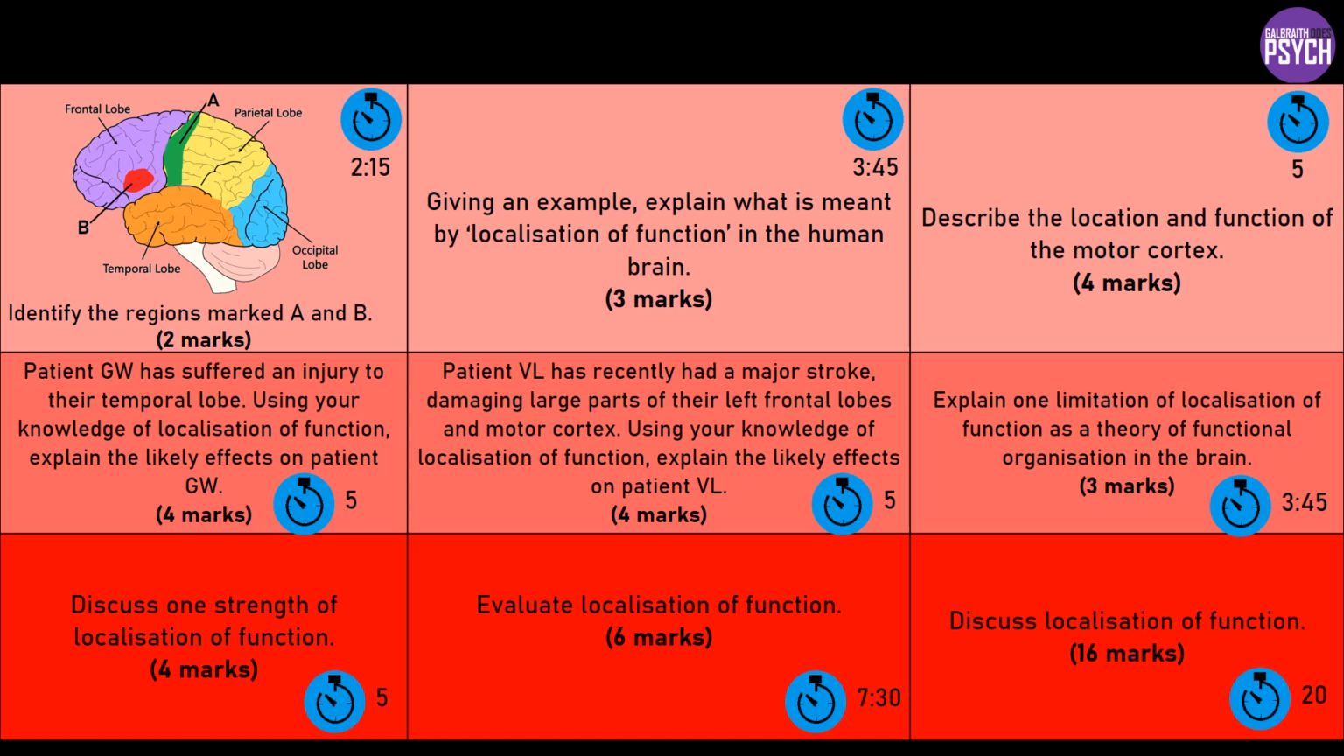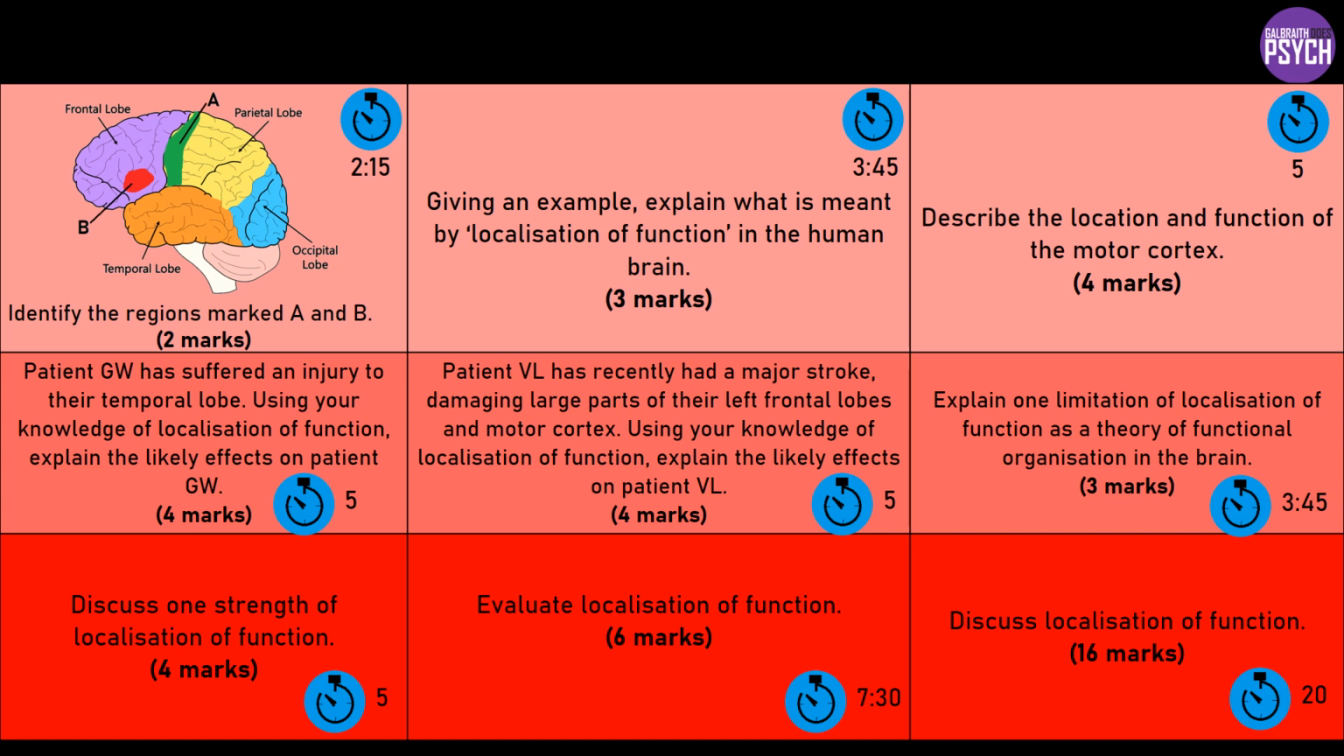Right, next row, we've got a bit of application here. So, patient GW, injury to the temporal lobe. Using our knowledge of localization of function, explain what the patient might experience. Okay, so knowledge. The temporal lobe contains the auditory cortex, which is responsible for hearing. Application. Therefore, since patient GW has an injury to this area, one possible effect is that they would experience difficulty hearing or processing auditory information, sound.